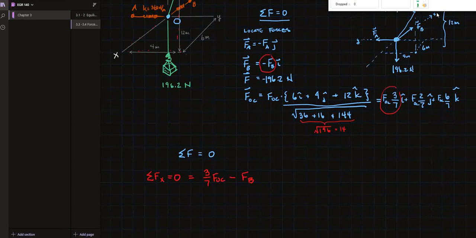Okay, and in y we have some forces. I went ahead and changed colors, so we'll do all this in colors. So the sum of 2/7 FOC, this one, minus FA, this one, and then minus this one, minus 196.2. And no, 196.2 is in the k direction, so that doesn't count here.